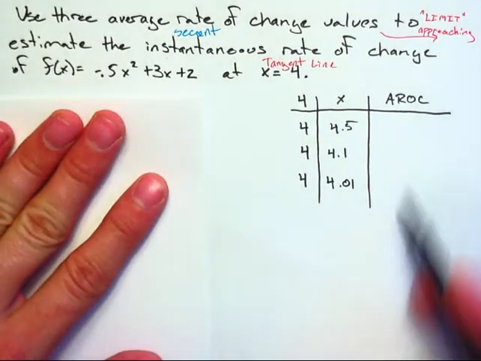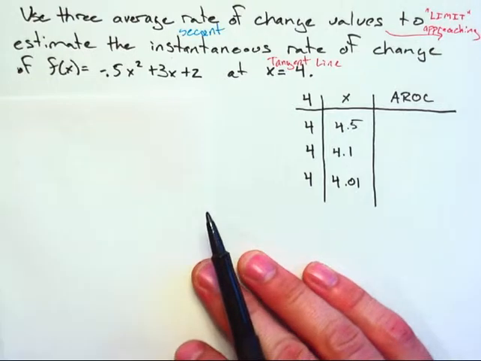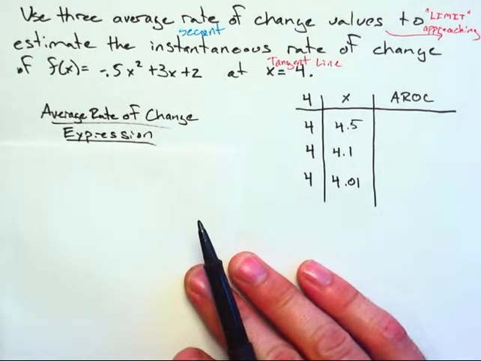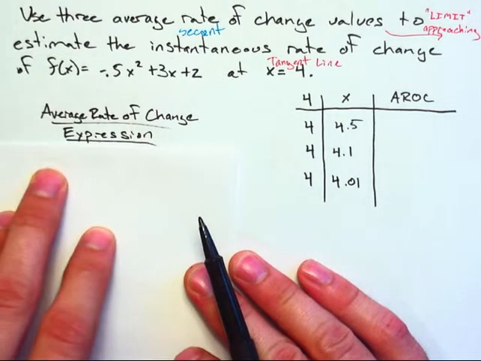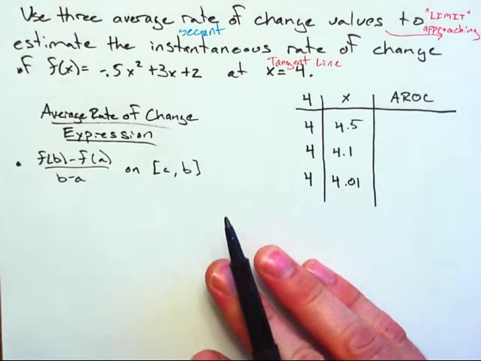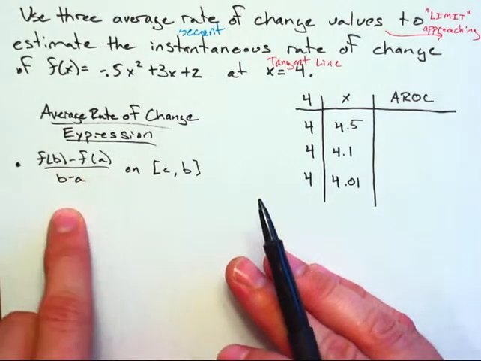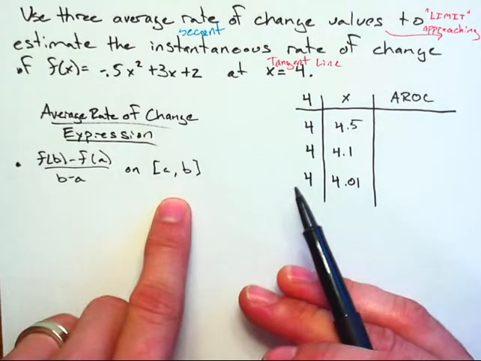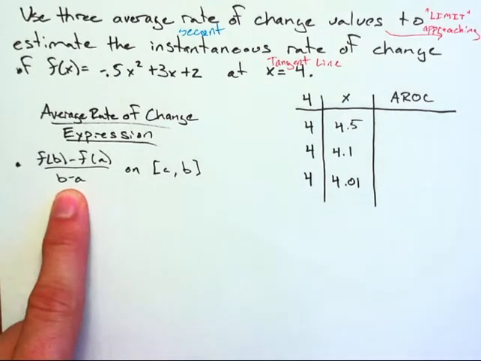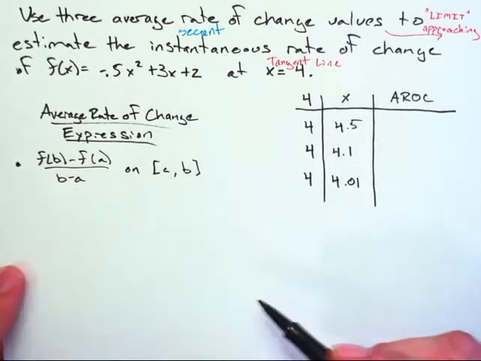Now, you can do this in several ways, but we've already looked at a video that talked about the average rate of change expression. So if you need to go back to that video to review how to do that, you may do that. But the general rule for the average rate of change expression is f of b minus f of a all over b minus a on the interval a to b. Straight up, old school slope. So between two points, what is the slope, which of course is the average rate of change?